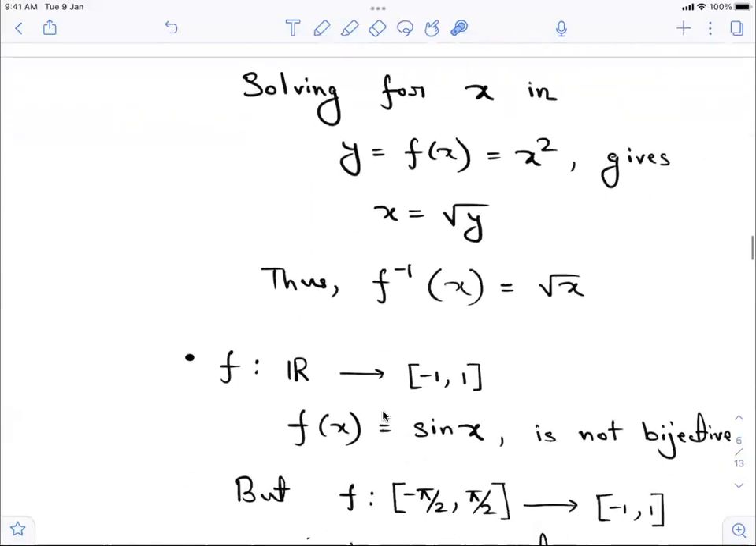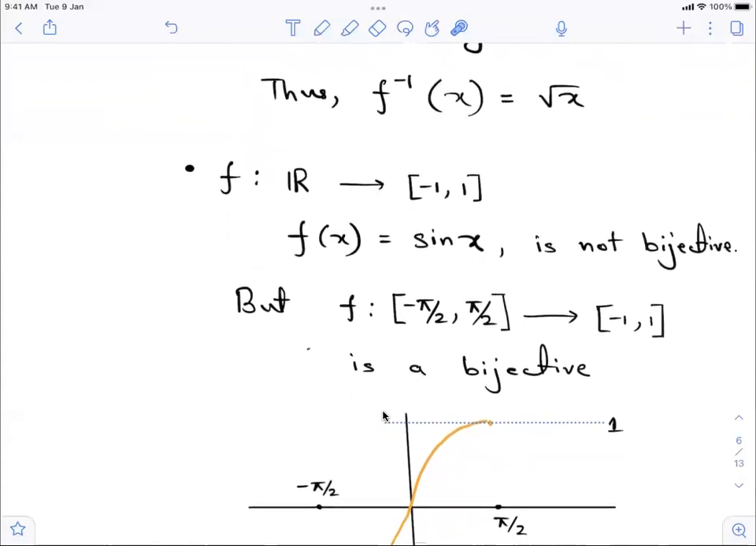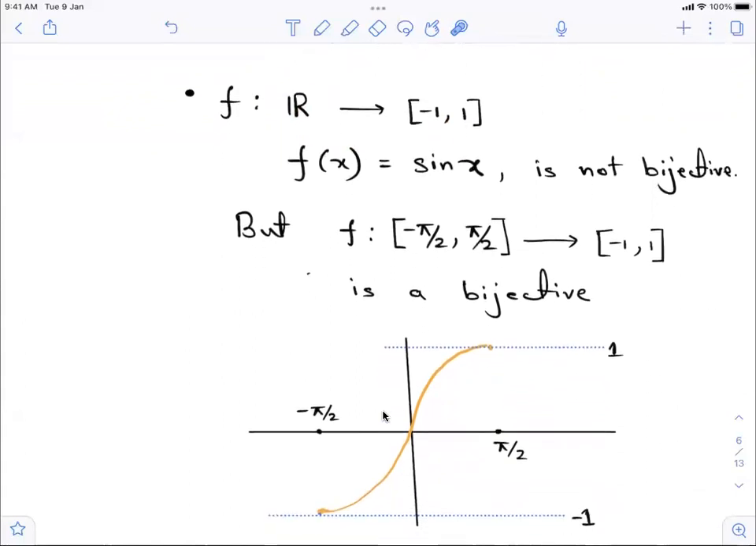Okay, sine x and its inverse. Once again, sine x is not a bijective map when considered as a function from R to the closed interval -1, 1. We just saw that. But by restricting its domain to from minus pi by 2 to plus pi by 2, we can see that the function sine x becomes a bijective function. So why is it bijective?